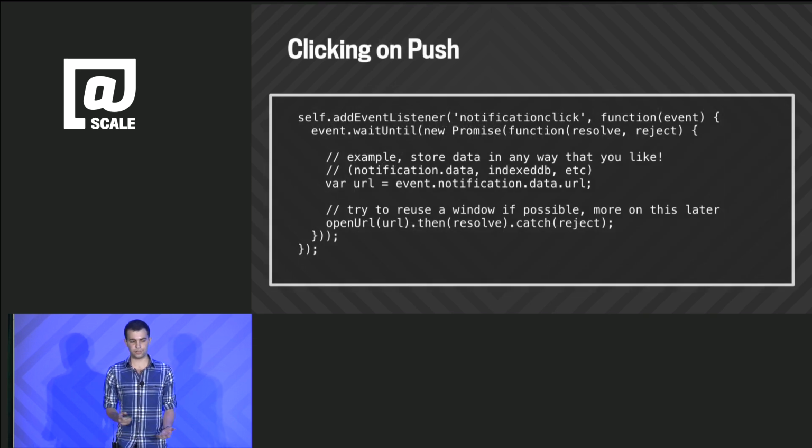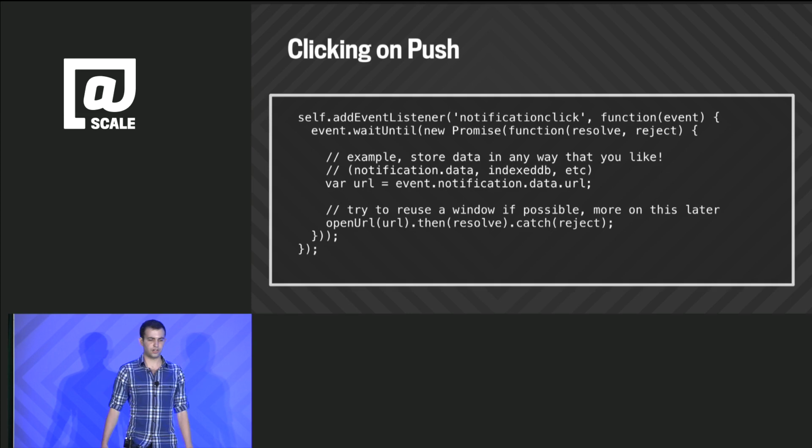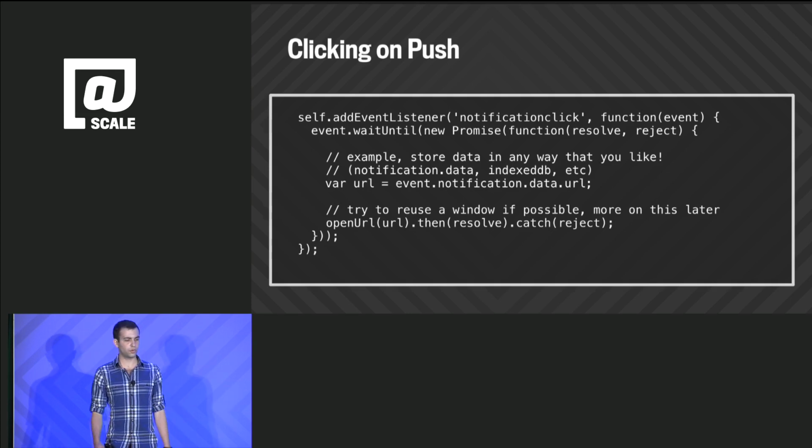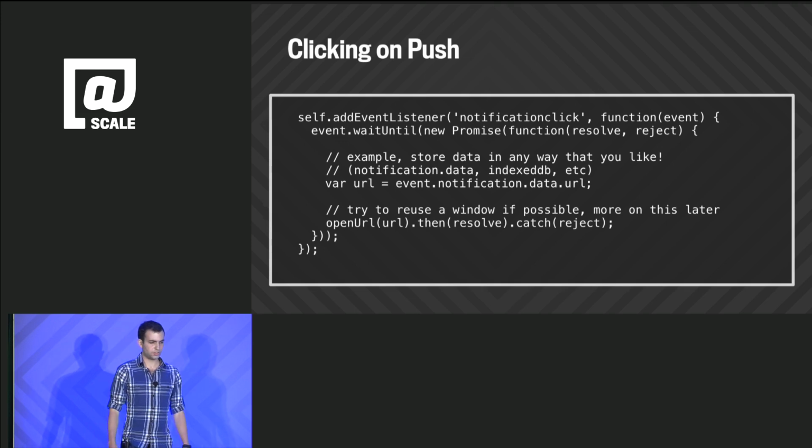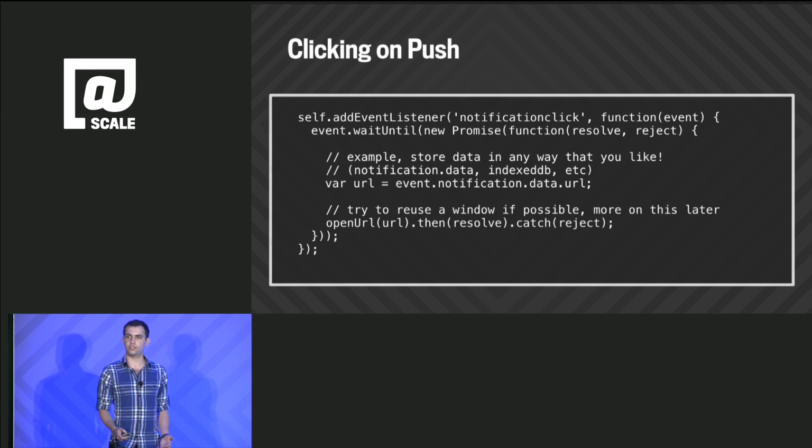Similarly, you have to listen to click events. So you subscribe in a very similar way to subscribing to push events. And also with this, you want the event to wait until you've done your work before finishing. So once you have a click event, you're allowed to either open a new window or focus on a current tab. So you're going to fetch the URL somehow. Maybe you've stored it in the notification data. Maybe you stored it in IndexedDB.